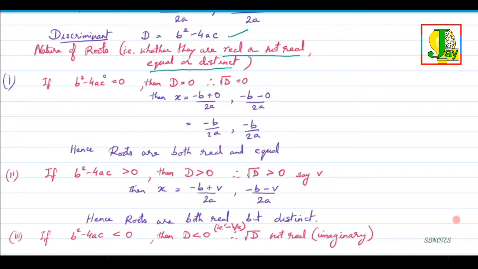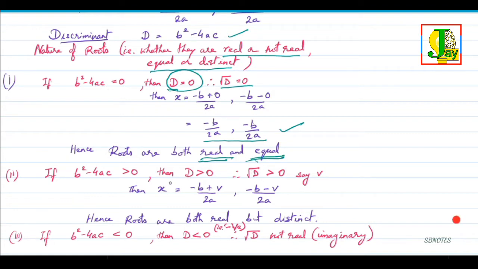The first case: if d equals 0, or b square minus 4ac equals 0, then root over d equals 0, and root over 0 is 0. So we have two roots, minus b plus 0 by 2a and minus b minus 0 by 2a. We get both the roots equal and they are real. So when d is equal to 0, we get real and equal roots.